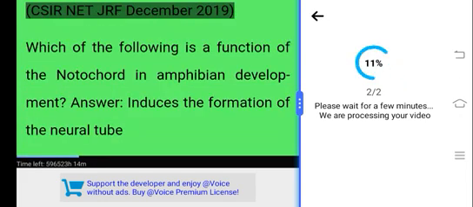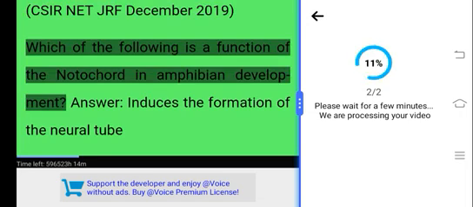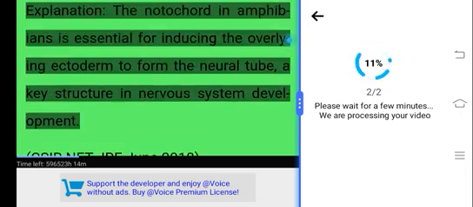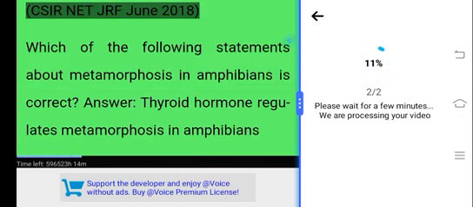CSIR-NET JRF December 2019. Which of the following is a function of the notochord in amphibian development? Answer. Induces the formation of the neural tube. Explanation. The notochord in amphibians is essential for inducing the overlying ectoderm to form the neural tube, a key structure in nervous system development.